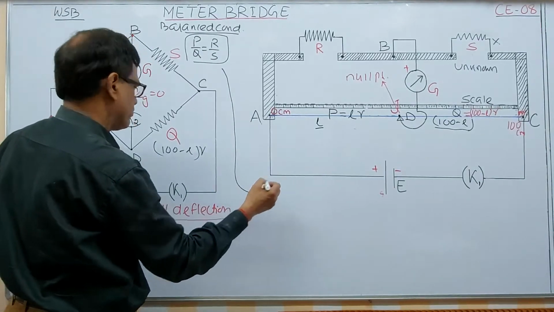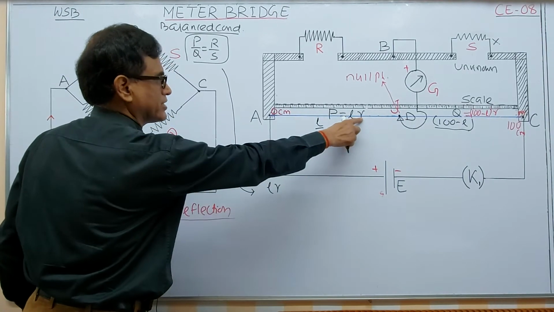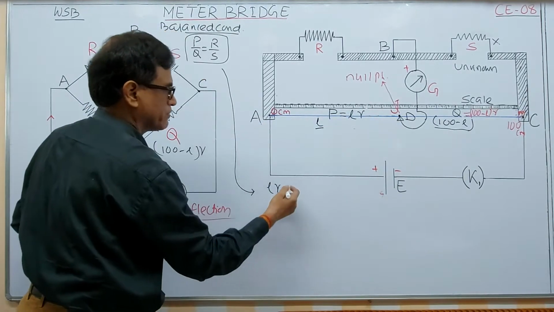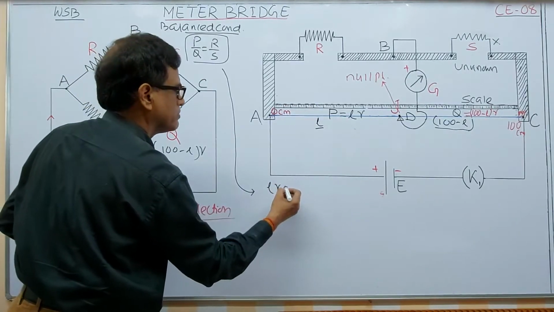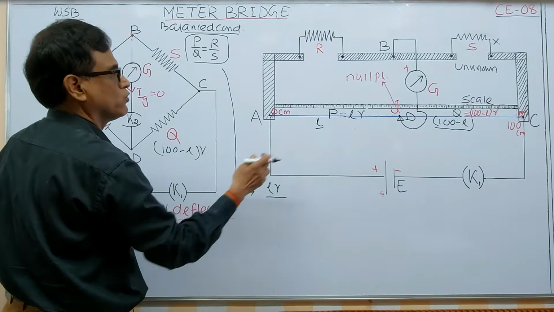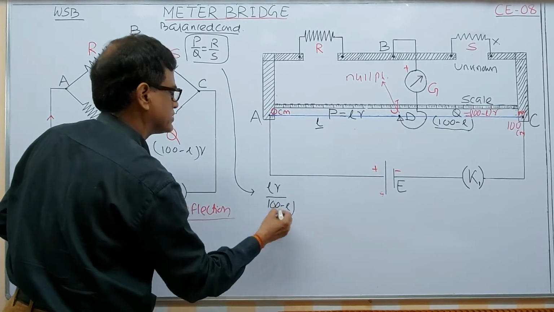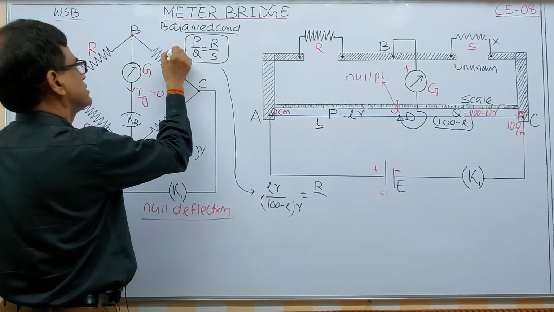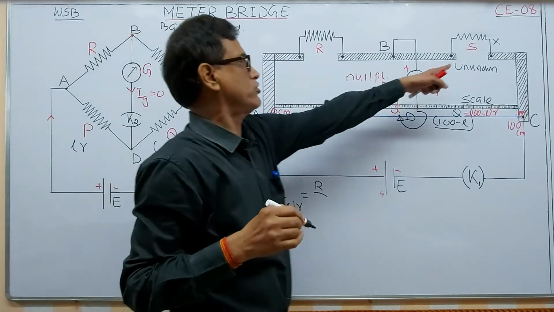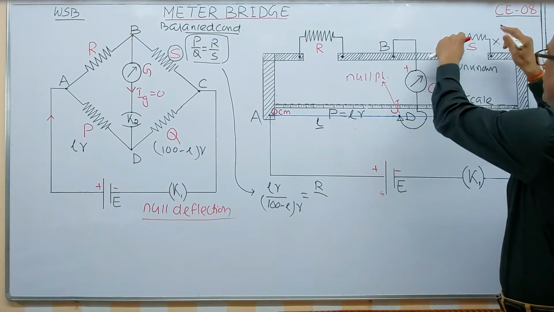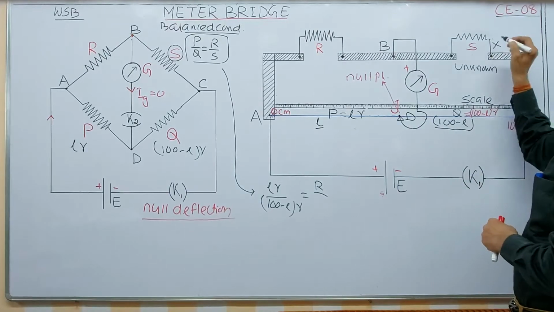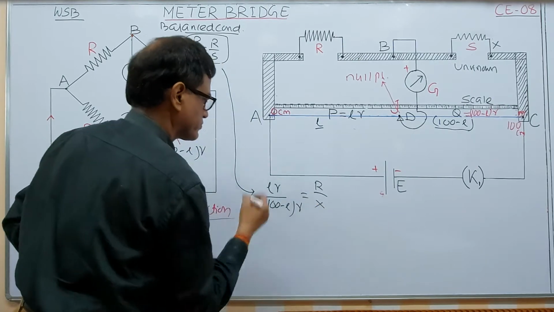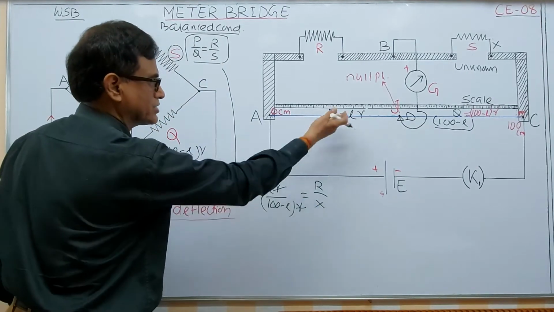P by Q, P is L into R. Listen, R is the resistance per unit length of this wire. L is the balancing length from the left, measured from the scale, L into R. P by Q, Q is 100 minus L into R, is equal to R by S. R is the known resistance, and this is the unknown resistance under consideration. So S is equal to X, so that I can write R by X. R cancels out, so R has no value here.